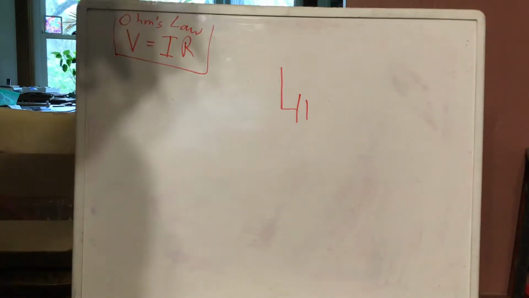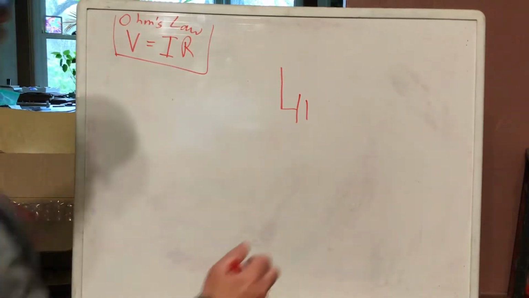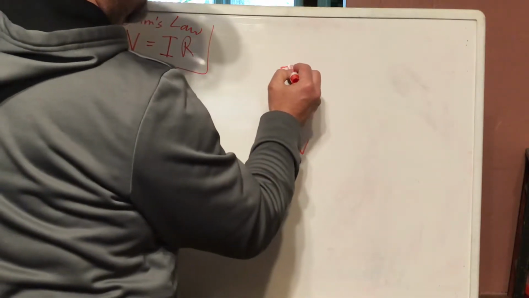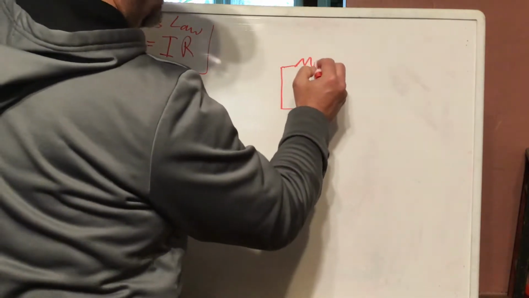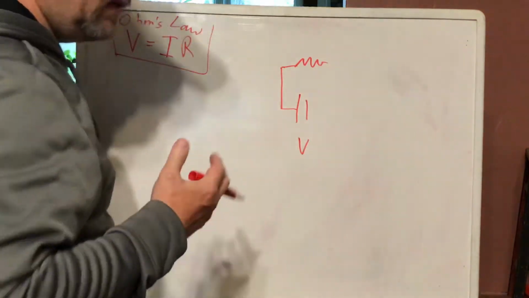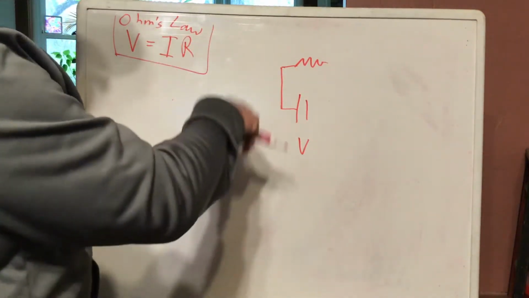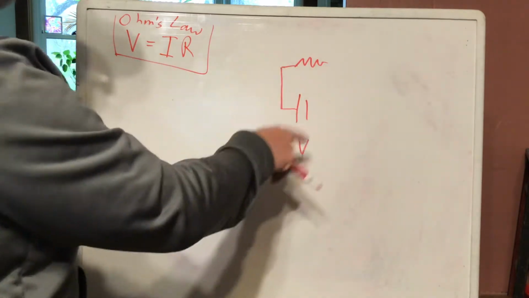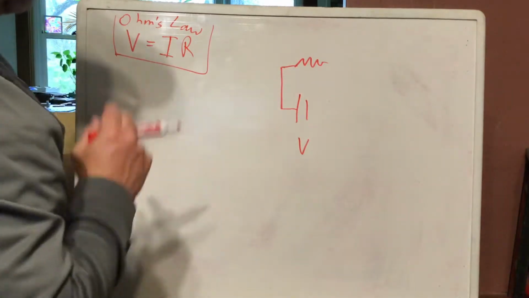Now, our basic circuit: we have voltage, we have current flowing up through here, and at some point in time it's going to hit a resistor. And if all we have is just one resistor, then V equals IR. If you have the resistance, you can calculate current. If you have the current, you can calculate resistance, etc., provided that you know the voltage.